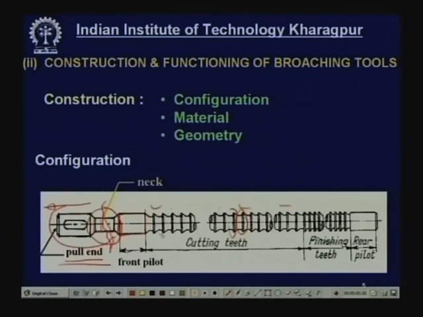Now, there is a series of cutting teeth. This comprises roughing teeth up to a certain distance, where the teeth rise sharply with the tooth rise, and then a number of semi-finishing teeth with lesser tooth rise or infeed. Then a series of finishing teeth where the tooth rise or feed is less, and the thickness of the layer is gradually less, and at the end there may be a few burnishing teeth where there is no metal removal, but some plastic deformation to give good finish and surface integrity. And the last is the rear pilot. So, this is the general configuration.